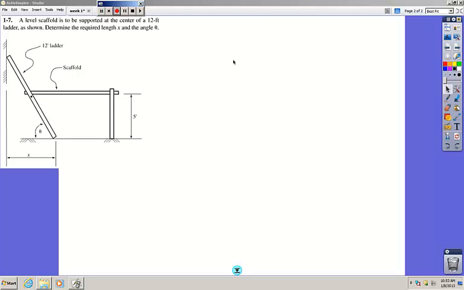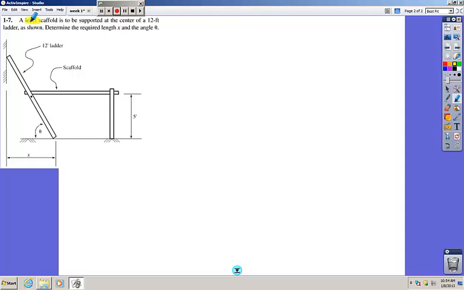Okay, so now we're looking at problem 1.7, and I'm going through here and you can see I'm highlighting some of the information you need to pay attention to when you're reading the problem. And you have a diagram there as well to help you, alright? So we have a level scaffold, alright?